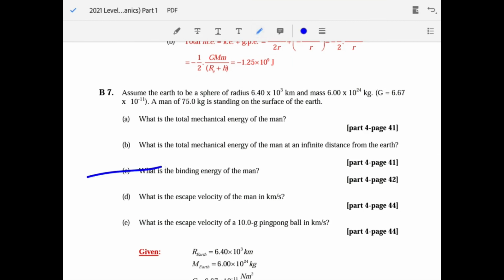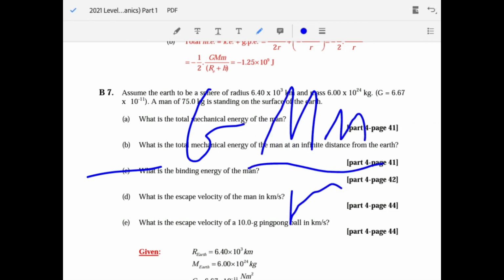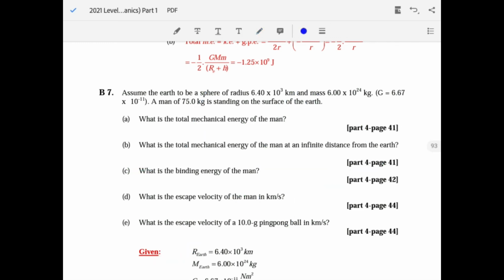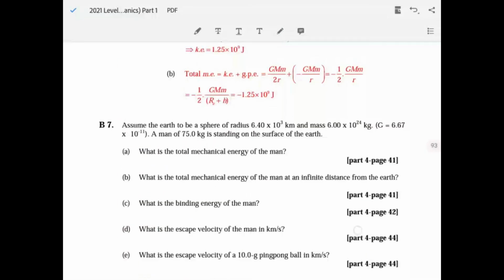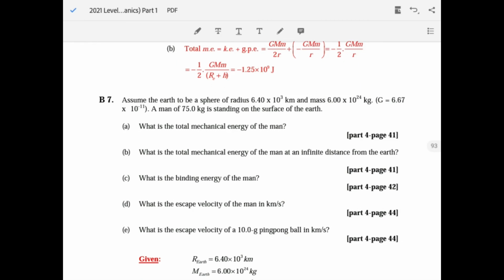Now, we said that it's minus GMm over r. Now, what if r was really far away, like infinity? As r approaches infinity, the denominator gets really big, which makes the whole thing closer and closer to 0, where theoretically, if it was infinity, it would be 0. So it would be 0. It approaches 0.